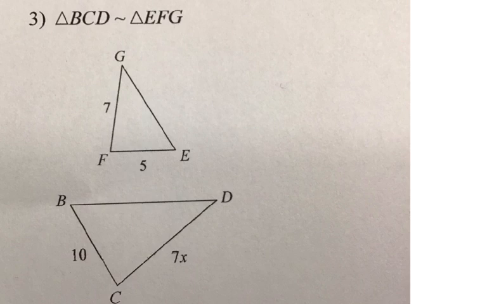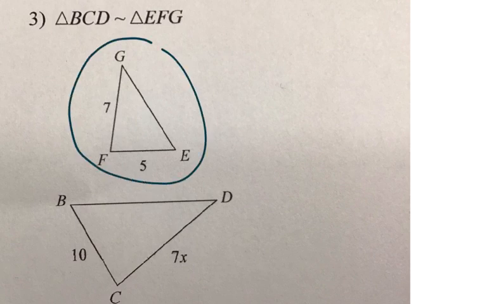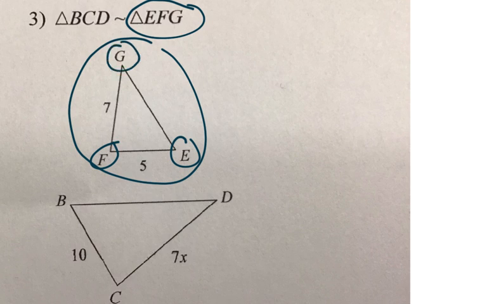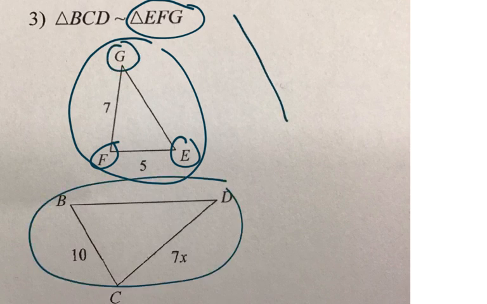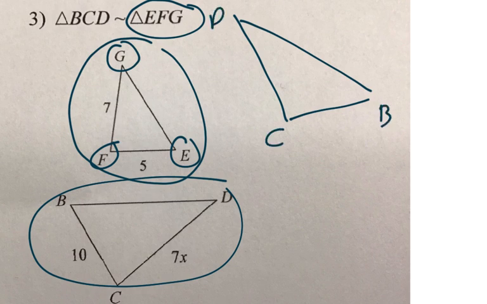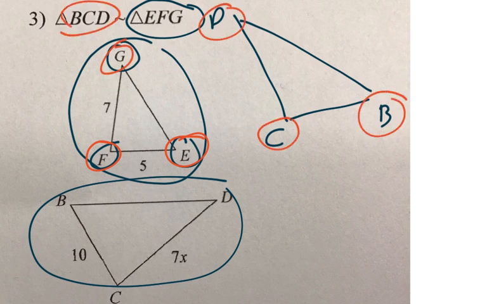Okay, pause the video and try this one. Okay, so hopefully you looked at this little triangle and you said, oh, it's called EFG. Notice right, left, and then up again. So I'm going to redraw this bigger triangle in the same basic orientation. I know it's supposed to go B, C, D, right? Again, this one went E, F, G. This one will go B, C, D, just like the name tells me.